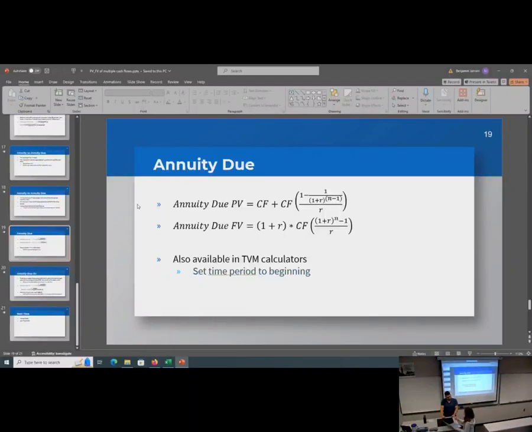Right. Keep in mind the difference, right? Payments are the real cash flows, which is what's happening in this example.